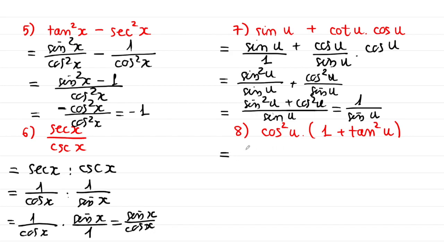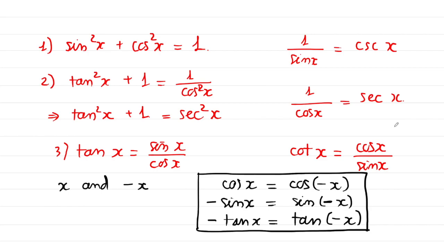For this question, cos square u. Okay, 1 plus tan square u is very easy to remember, it equals 1 over cos square u. So simplify this one and this one, and you have 1 as my final answer. For this formula, 1 plus tan square u, you can see the formula here.